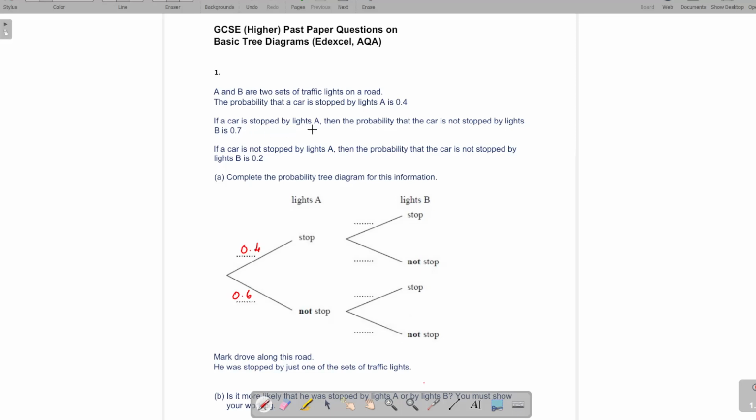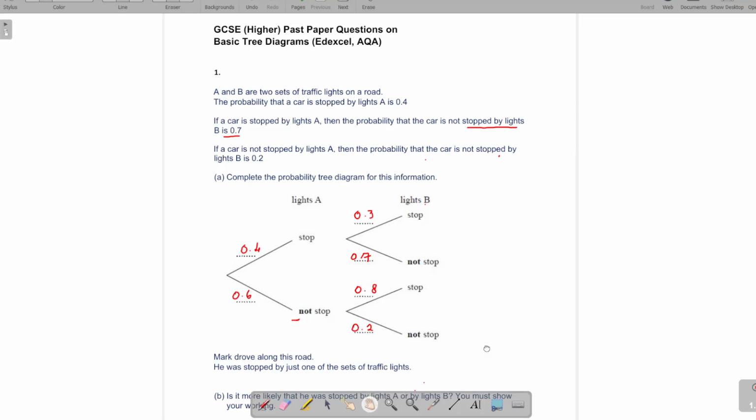If a car is stopped by light A, then the probability the car is not stopped by light B is 0.7. So that is light B, so it's 0.7. So that means that is 0.3. If the car is not stopped by light A, then the probability that the car is not stopped by light B is 0.2. So that's 0.2, so that is 0.8.